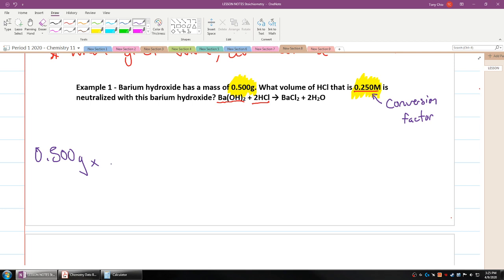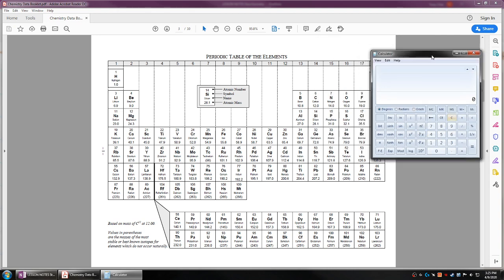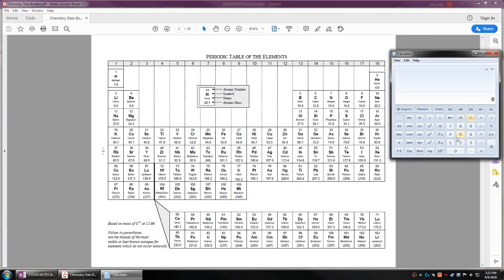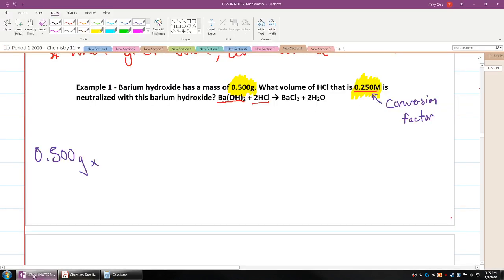Now what is the molar mass of barium hydroxide? Well, if we look at our periodic table, we will find that the molar mass of barium hydroxide is 137.3 plus 2 hydrogens, which is 2, plus 2 times 16 for oxygen, which is 32, and we get 171.3. So 1 mole of barium hydroxide is equal to 171.3 grams. So our grams will cancel out.